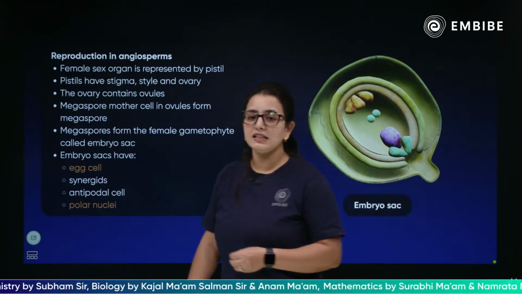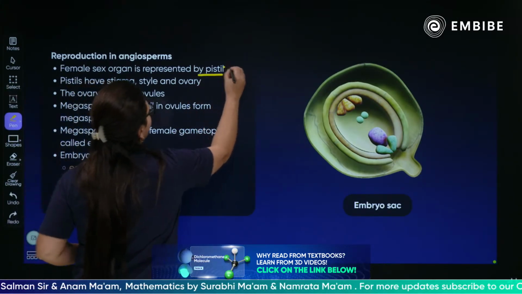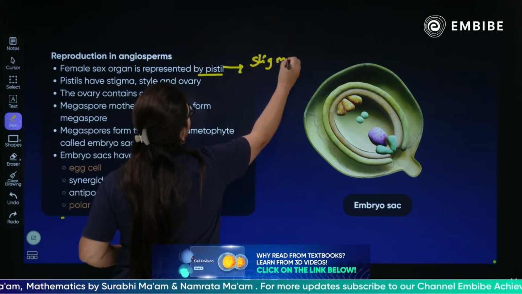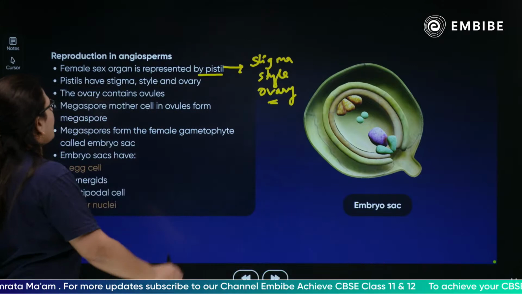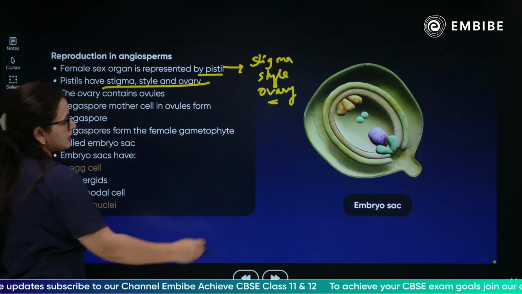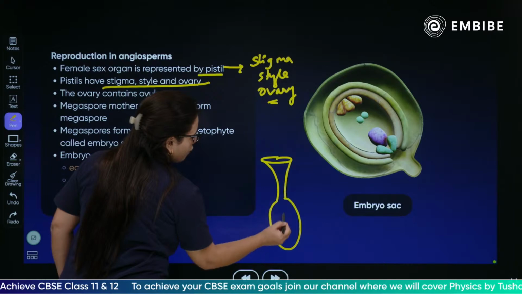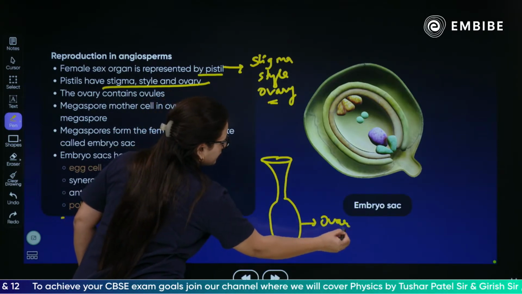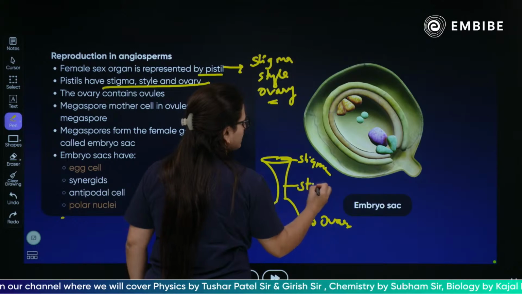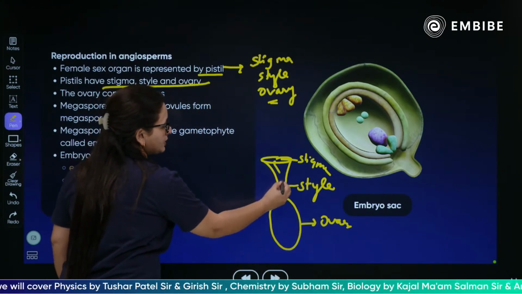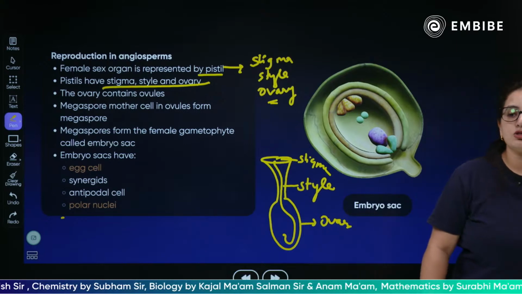Talking about reproduction in the angiosperms, the female sex organ is represented by a pistil. A pistil is further divided into stigma, style and ovary. This is how it looks. This is your stigma, the landing platform for pollen grain, and this is the style, a long cylinder-like structure where pollen tube formation takes place to reach the ovule or the egg cell. And this is your ovary.